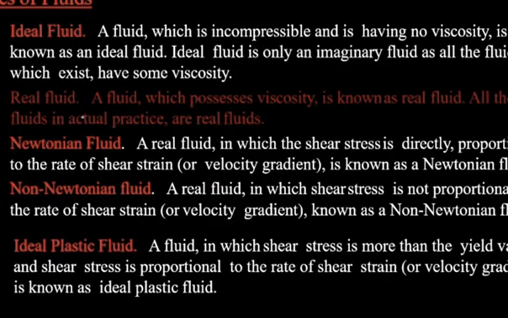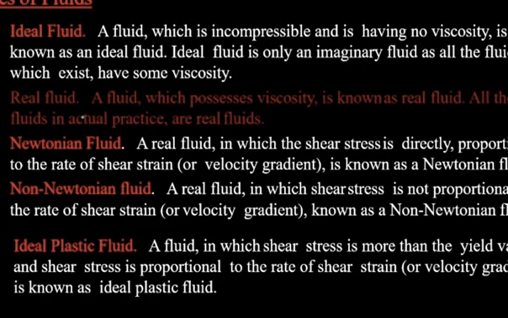Next comes the ideal plastic fluid. A fluid in which shear stress is more than the yield value and shear stress is proportional to the shear strain or velocity gradient is known as ideal plastic fluid. Here tau is more than the yield value. If the shear stress is more than the yield value and is proportional to the rate of shear strain, then it is called the ideal plastic fluid. So these were the five types of fluids.